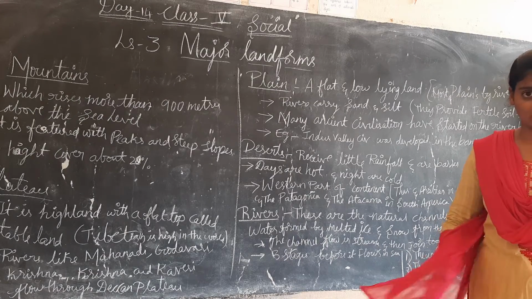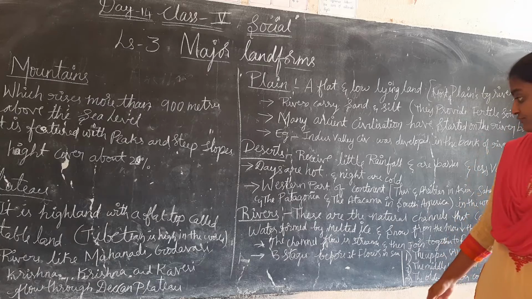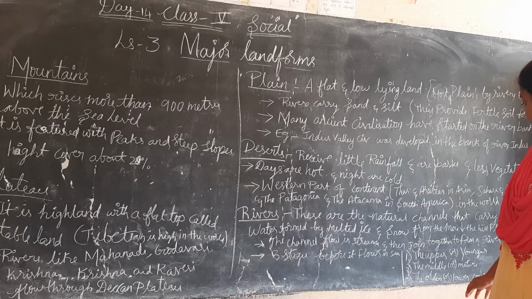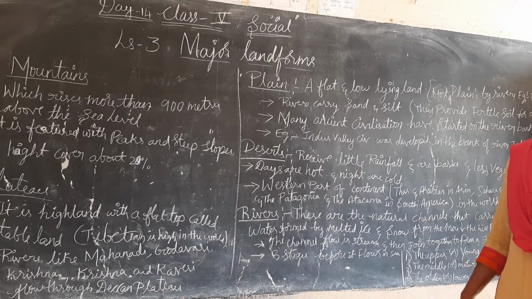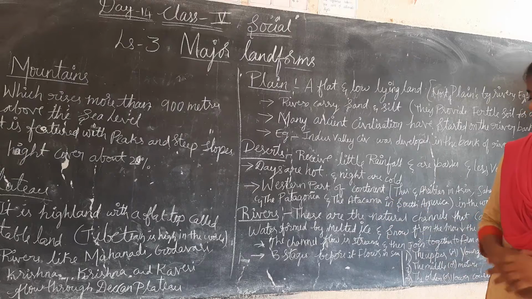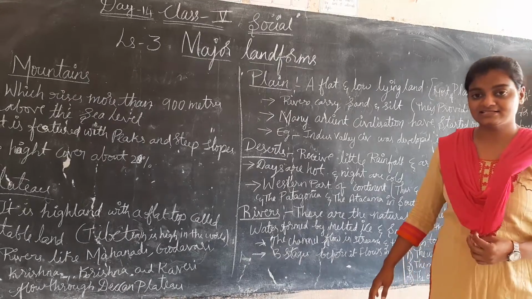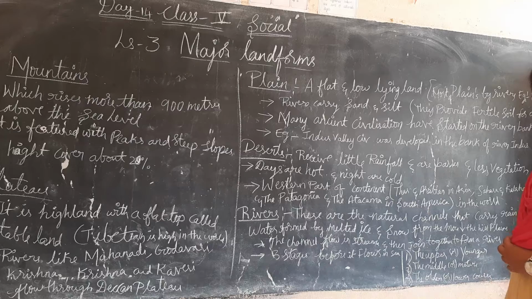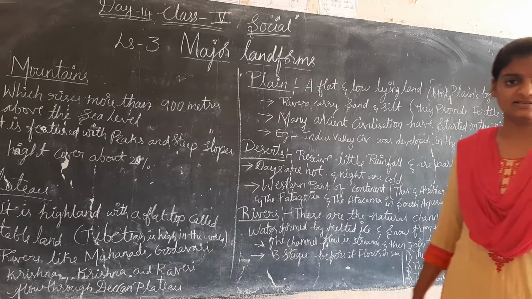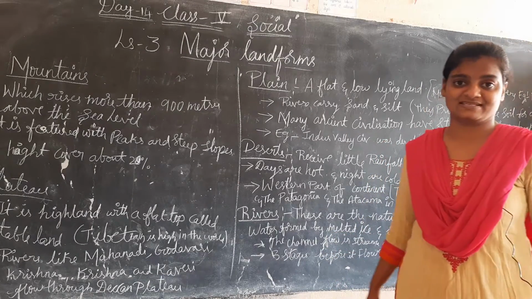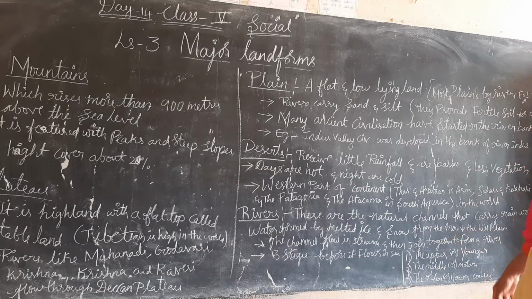Not only from the rainfall, but also the water formed by the melted ice and snow from the mountains down the hill plains also forms our rivers. So the channels flow in streams and then join together to form a river. So these rivers are the natural channels.